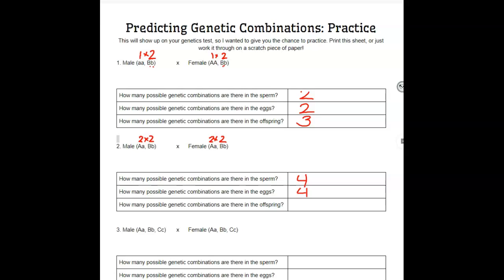All right, so let's lay out our potential genetic combinations. So for my A location.